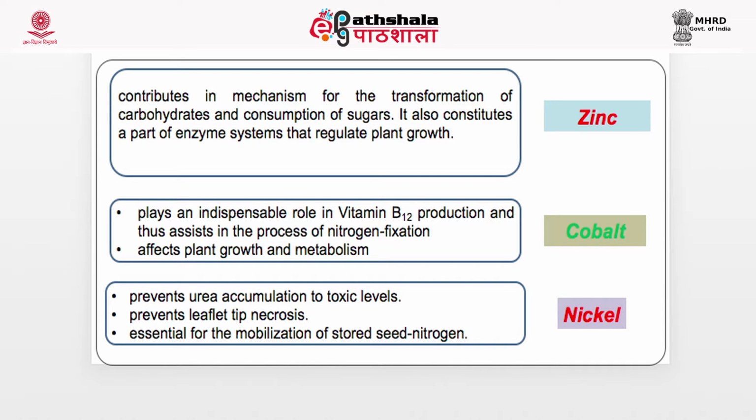On the other hand, cobalt plays an indispensable role in vitamin B12 production, which assists in the process of nitrogen fixation also. It affects plant growth as well as metabolism. Nickel prevents urea accumulation to toxic levels. It prevents leaflet tip necrosis. It is essential for the mobilization of stored seed nitrogen.